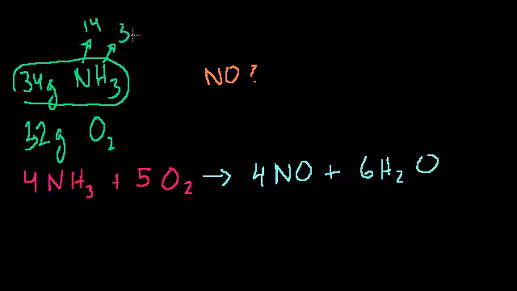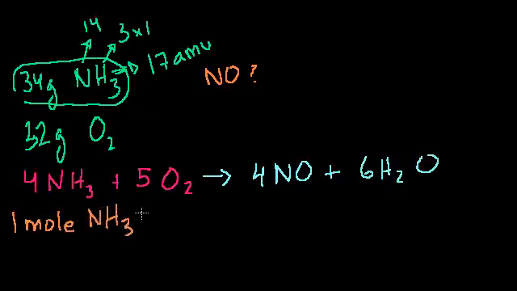So this is 3 times 1. Right? We have 3 hydrogen atoms. So the atomic mass of one molecule of ammonia is 14 plus 3, which is 17 atomic mass units. Or another way to write that, if one molecule of ammonia is 17 atomic mass units, then 1 mole of ammonia is how many grams? It's going to be 17 grams.